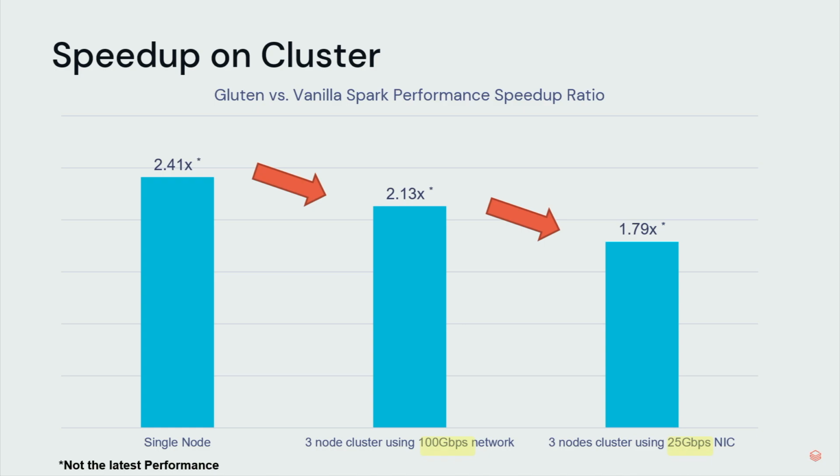And if we use the 25 Gbps network, which is commonly used on the customer side now, then the performance boost dropped. Actually, the performance is still much better than Vanilla Spark, but the performance boost ratio dropped to 1.79 times.